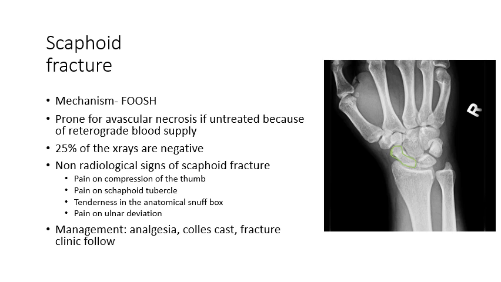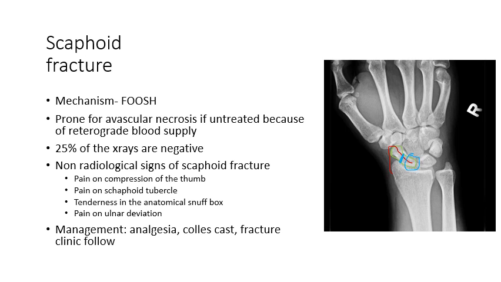Now the blood supply of your scaphoid bone enters through the distal end. It enters like this. So if there is a fracture at the waist level, this blue line I'm showing, this part of your bone will have an avascular necrosis. That is why it is important for you to identify these fractures. They are prone for avascular necrosis if untreated because of retrograde blood supply. That is what we spoke about.